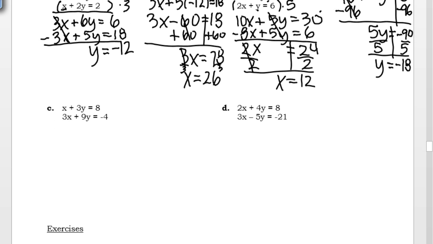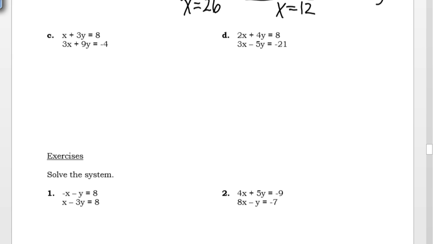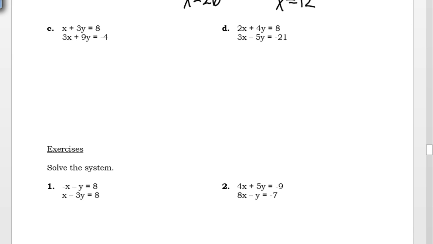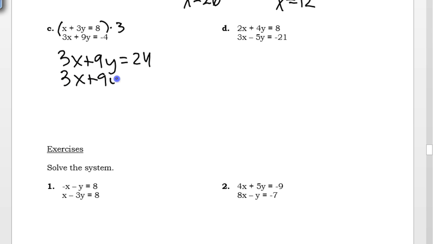Okay, letter C, I don't see a match. I have 1x and 3x. I have 3y and 9y. I'm going to take that top equation and I'm going to multiply it by 3. That'll put a 3 on my x. So 3x, 9y, 24. We'll recopy to line them up.